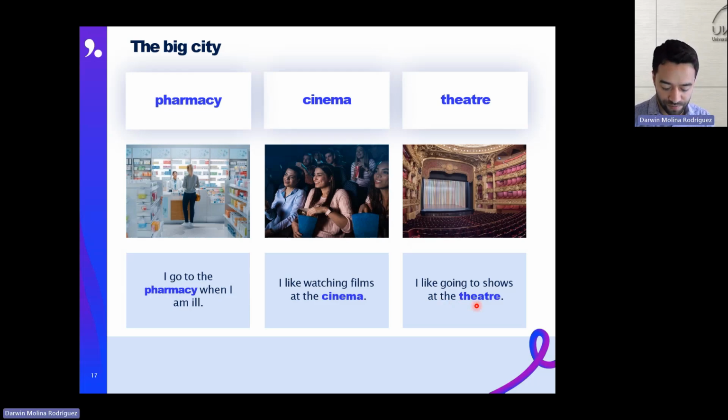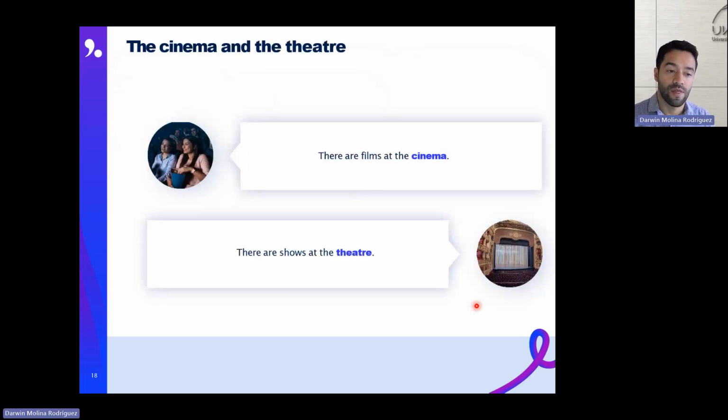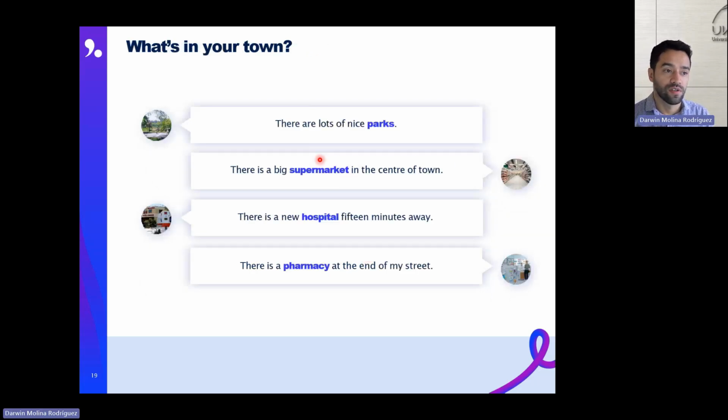Okay, the theater. The pronunciation is difficult. There are films at the cinema. At the cinema, there are movies, there are films. There are shows at the theater. Okay, at the theater, there are shows.